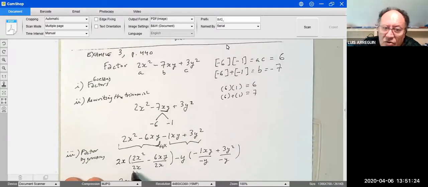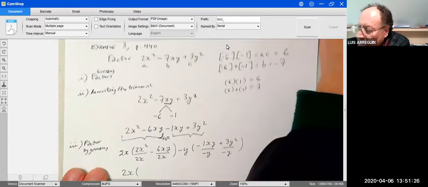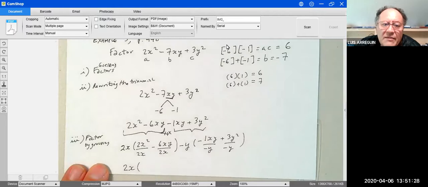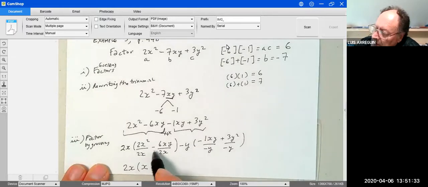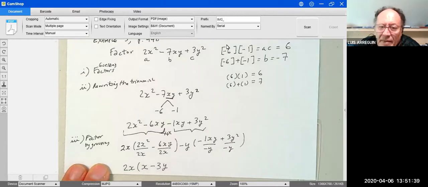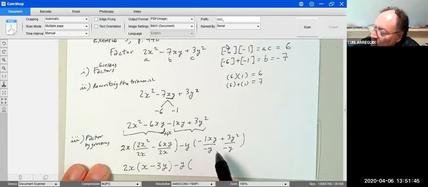Then 2 divided by 2 is just 1. And x squared divided by x is going to be just x. Negative 6 over 2 is going to be negative 3. Xy over x, you're going to get only y. Then minus y. So negative over negative is positive. X remains, y disappears, because y over y is just 1.